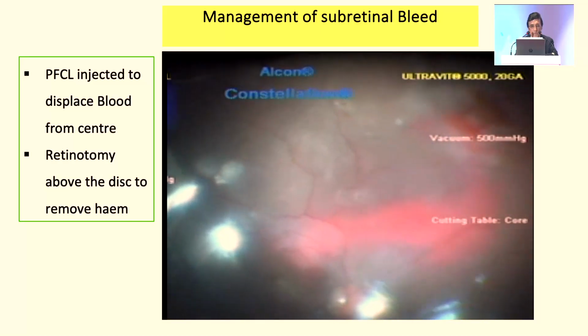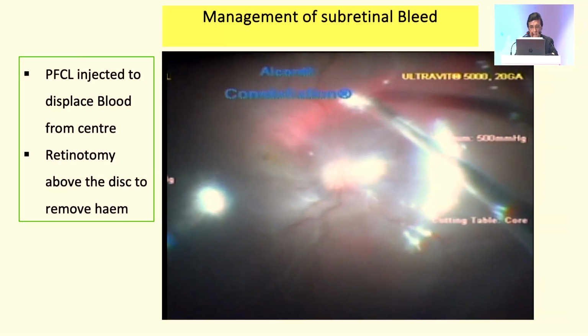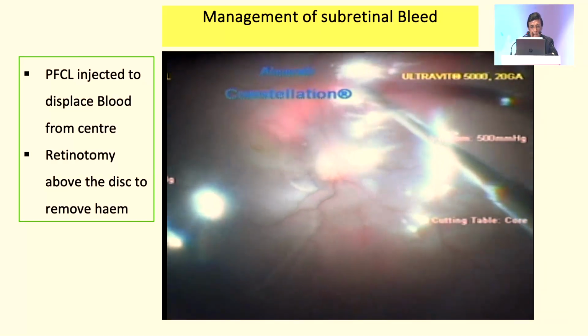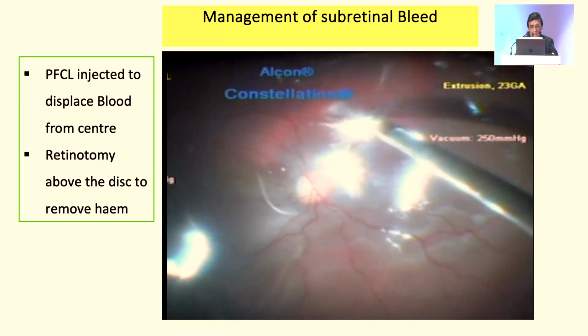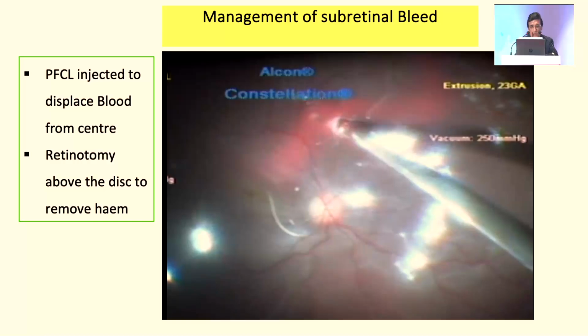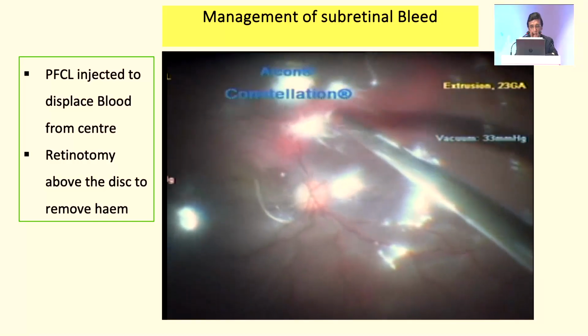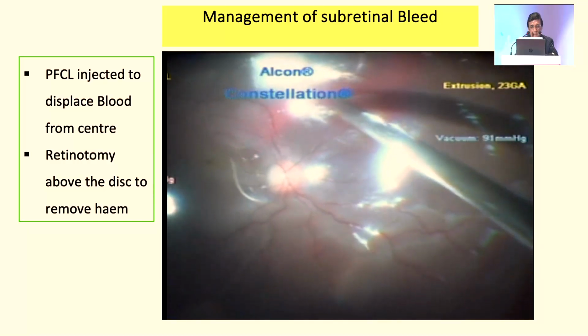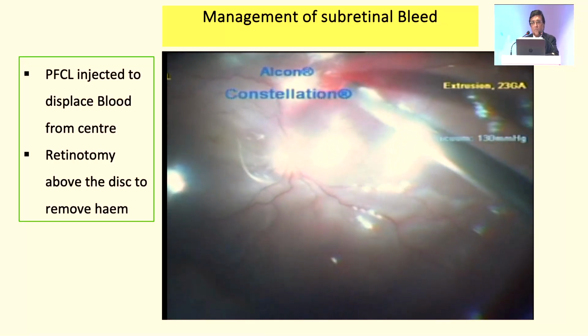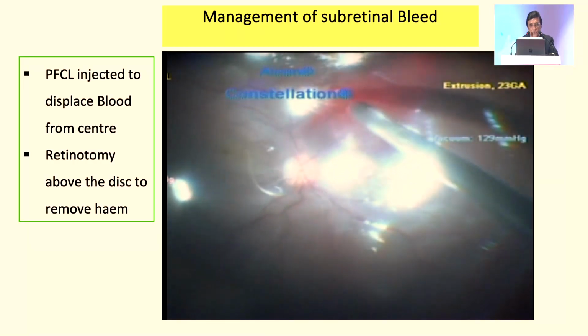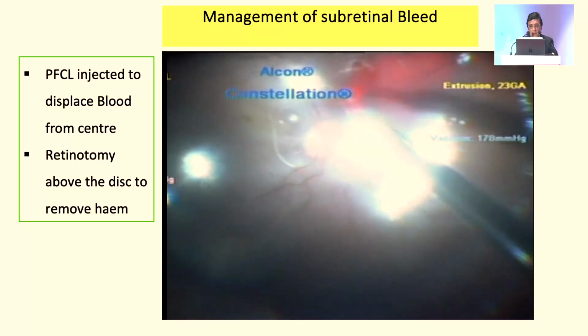Another patient who had a large bleed submacularly, the blood has been displaced by PFCL injection just above the disc. A drainage retinotomy has been created, and this heme is then removed so that the macula is protected. So it's very important that we are freely using perfluorocarbon liquid when required.